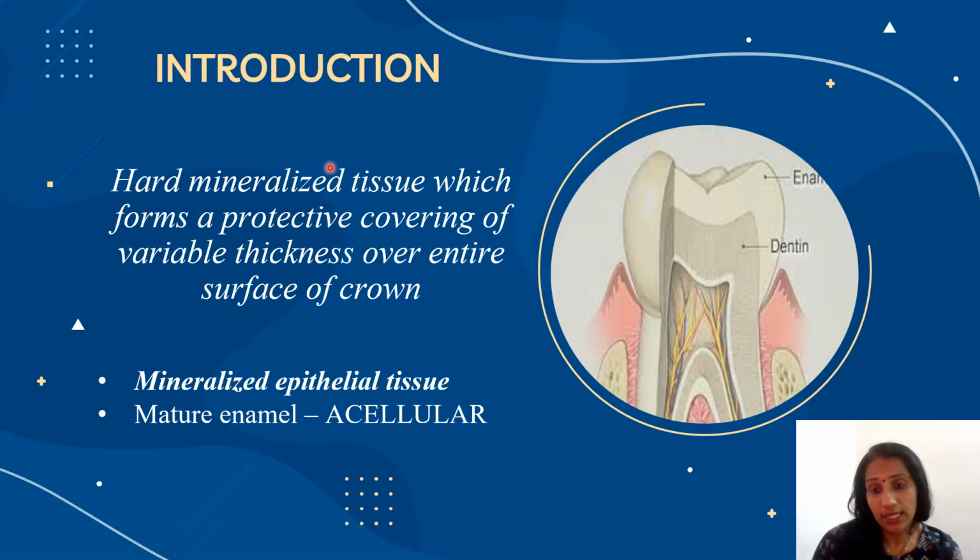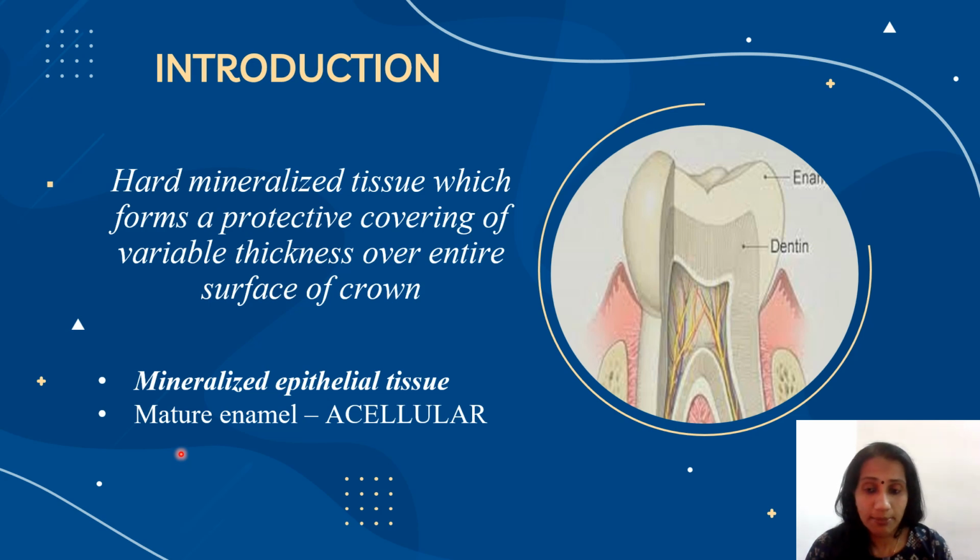So when you look at enamel, what exactly is it? It is a hard mineralized tissue which forms a protective cover on the surface of a crown. So it is present only within the crown portion and it is a mineralized epithelial tissue, or a product of the epithelium. While the remaining others like dentin, pulp, cementum, alveolar bone, periodontal ligament, all those are actually connective tissue structures. So only enamel among the entire tooth is a part of the epithelium.